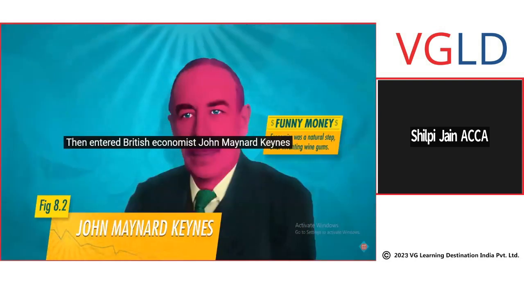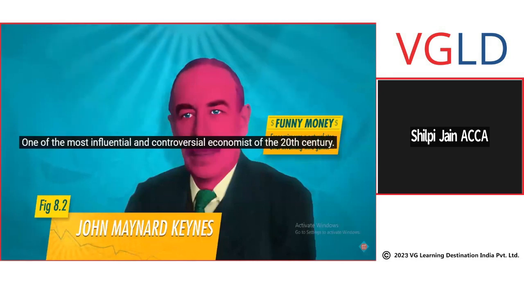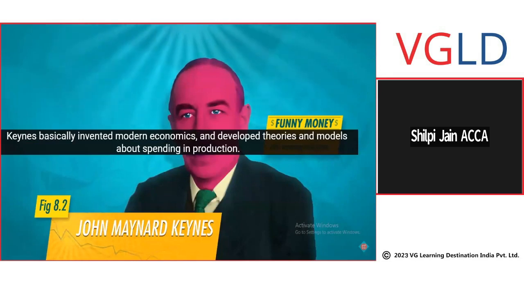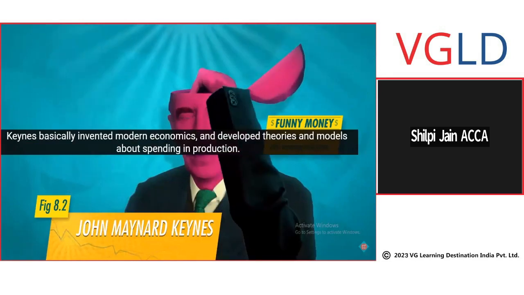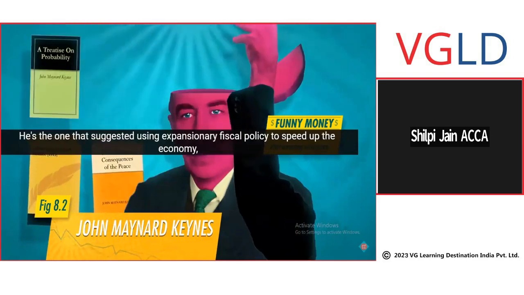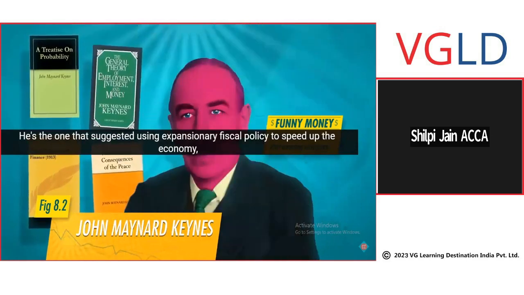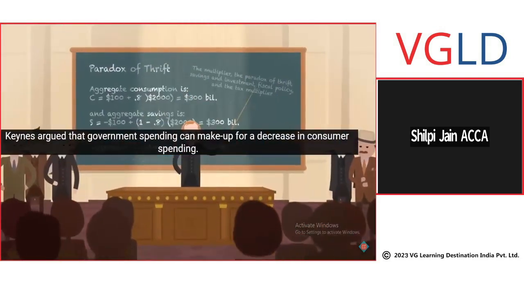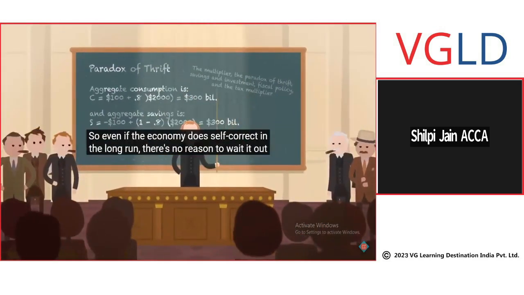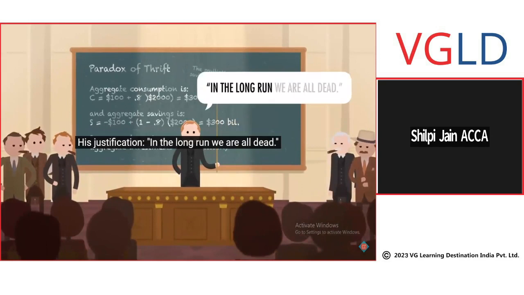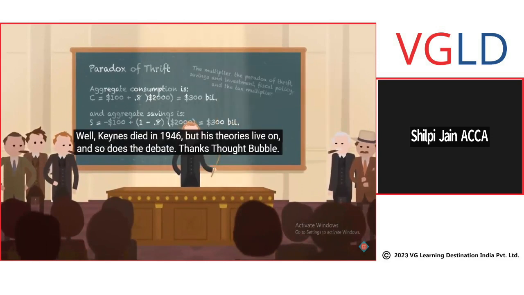Then entered British economist John Maynard Keynes, one of the most influential and controversial economists of the 20th century. Keynes basically invented modern economics and developed theories and models about spending and production. He is the one that suggested using expansionary fiscal policy to speed up the economy. Keynes argued that government spending can make up for a decrease in consumer spending. So even if the economy does self-correct in the long run, there's no reason to wait it out. His justification? In the long run, we're all dead.